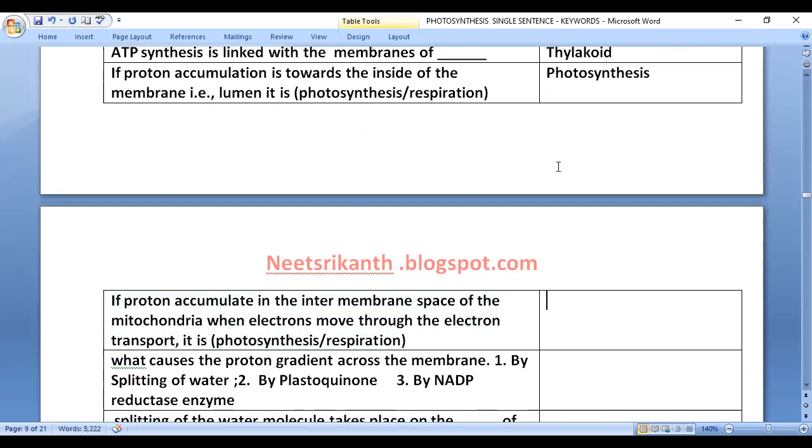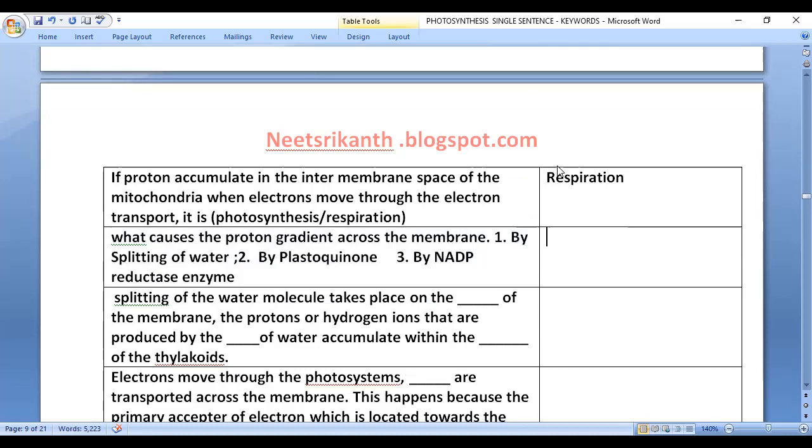If protons accumulate in the intermembrane space of the mitochondria when electrons move through the electron transport chain, it is respiration. What causes the proton gradient across the membrane? By splitting of water, by plastoquinone, or by NADP reductase enzyme? All the three.